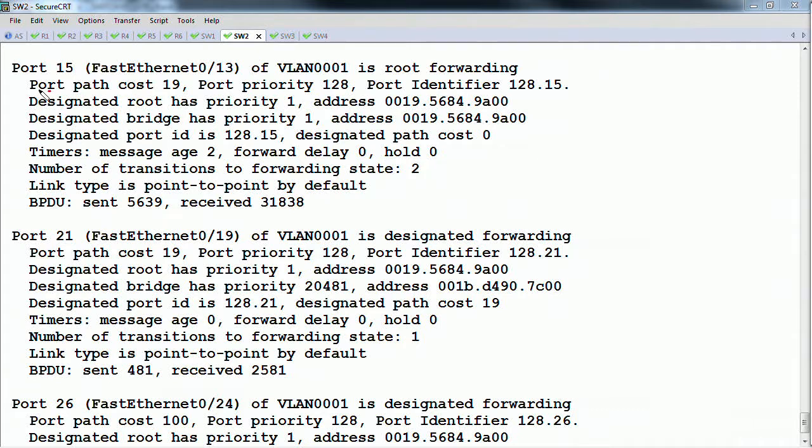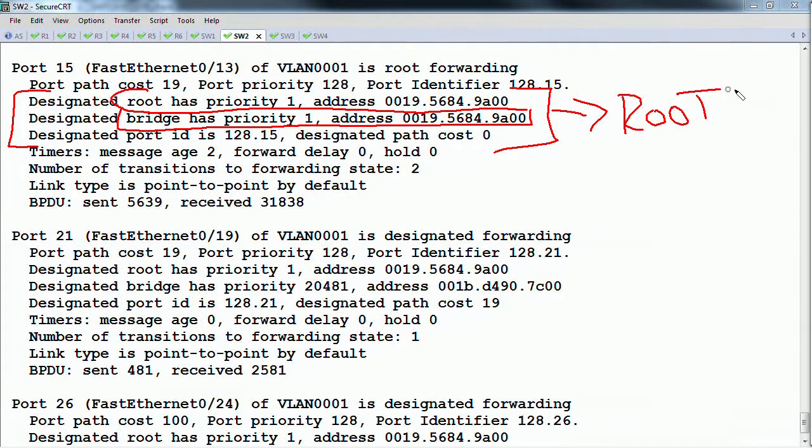We see also that on the other side of this link, they're advertising us two different attributes. They're telling us what is the root bridge's information and what is your information. In this case, the designated root ID and the designated bridge ID are the same. It means that this port connects directly to the root bridge. For this interface here, there's a difference in what the root address is versus the designated bridge. This is the device on the other side of the link. So this basically means it's not connected to the root. It's going downstream to some other switch in the network.